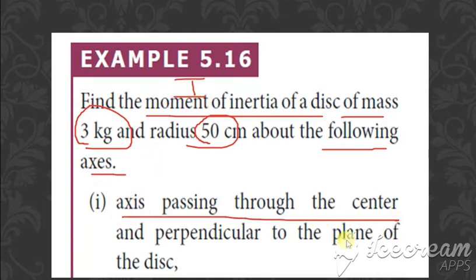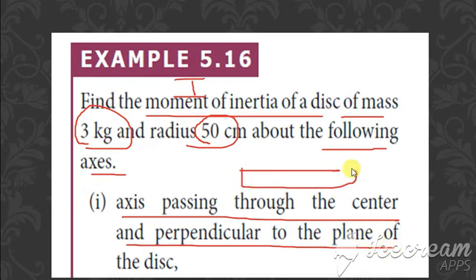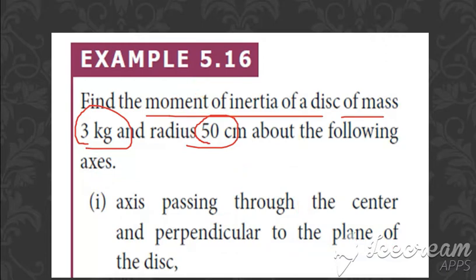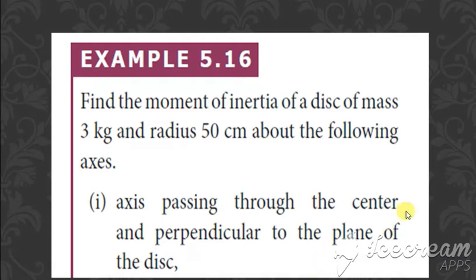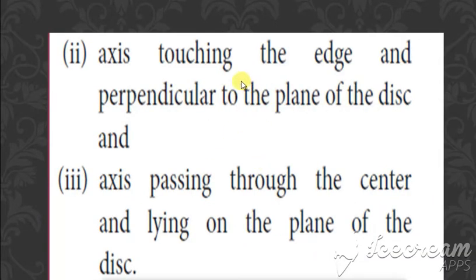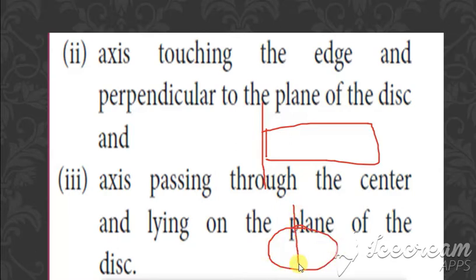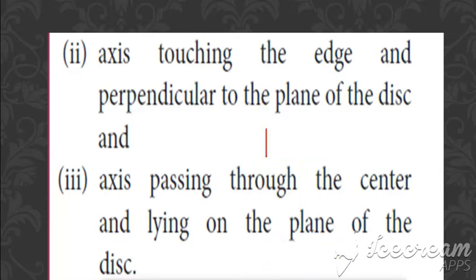First is the axis passing through the center and perpendicular to the disk. So if this is the object, the axis is passing through the center. Then the second condition is the axis touching the edge and perpendicular to the plane. The third one is the axis passing through the center and lying on the disk. So for these three, we are going to find the moment of inertia.